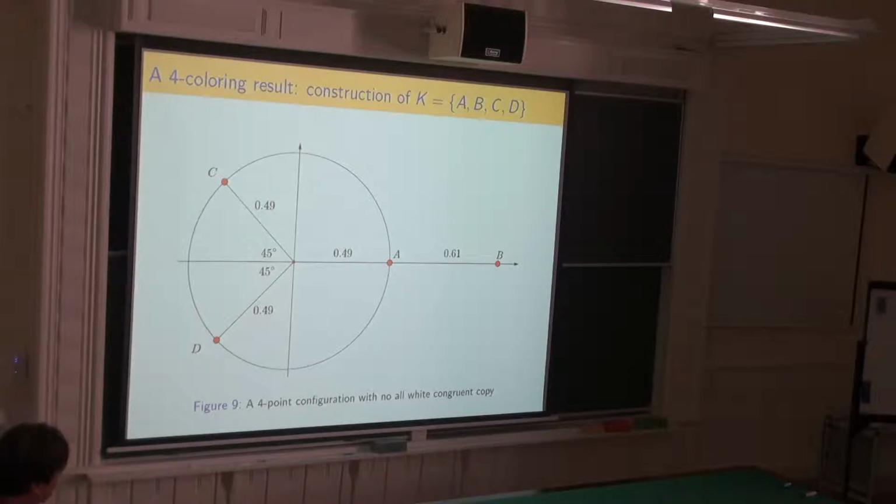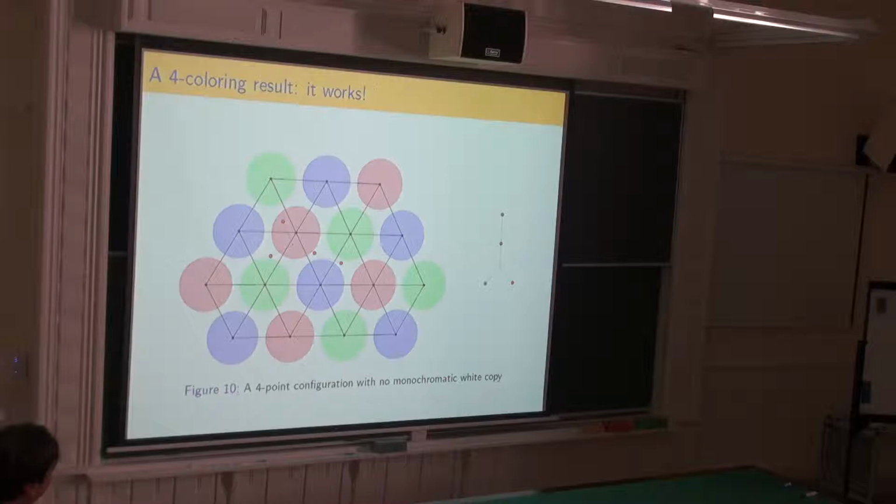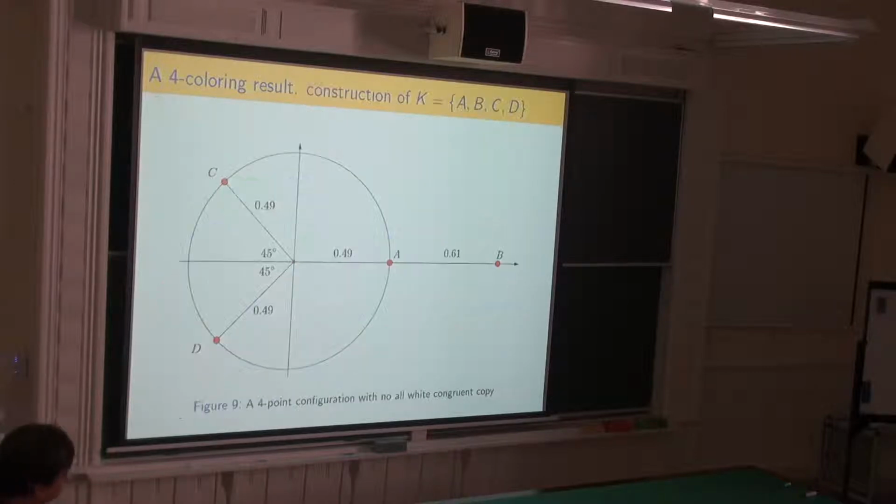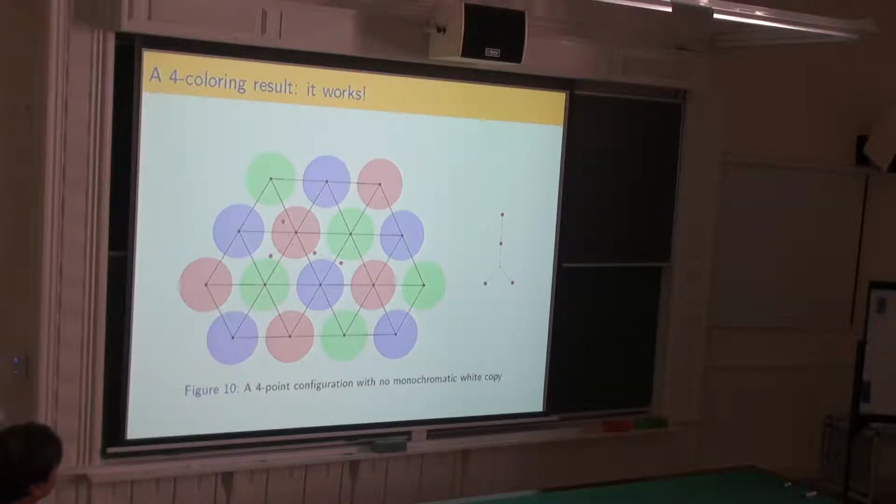So there is actually a way to do things, and you have to tinker a little bit with the problem. But it's still a 4-point configuration, a triangle. The triangle is not equilateral, and the point is not quite the center, but this works no matter how you try to place this. You're going to have one of these points landing on a green, red, or blue spot.